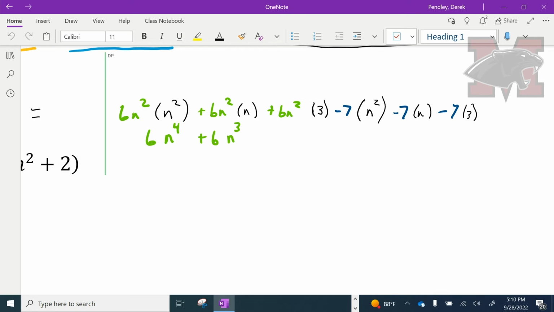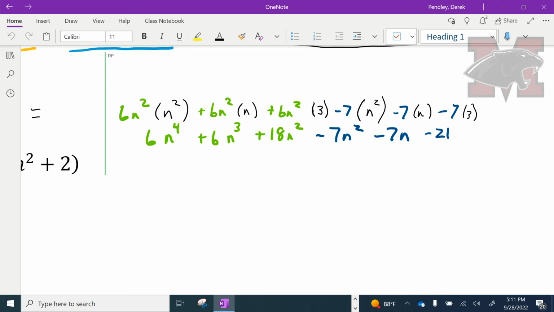And then 6 times 3 gives me 18n squared minus 7n squared minus 7n. Oops, these should be blue. That way it's not confusing. Let me rewrite these in blue. Minus 7n squared minus 7n minus 21, because we have 7 times 3.